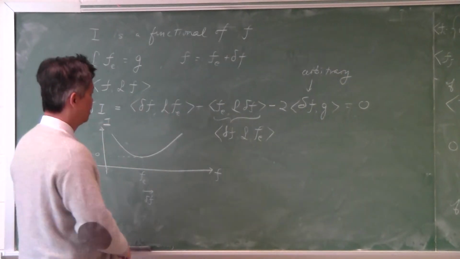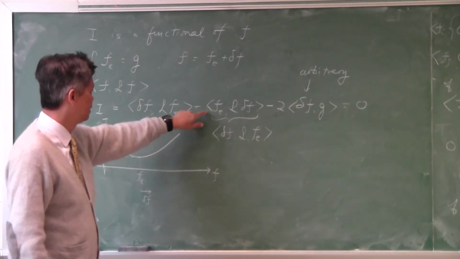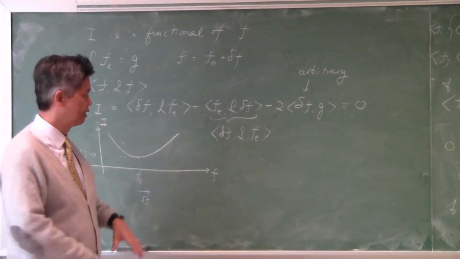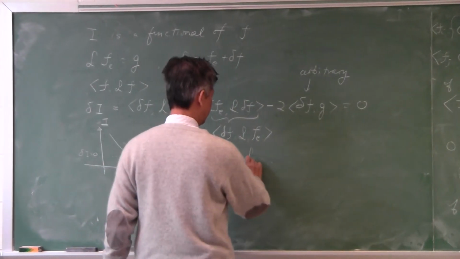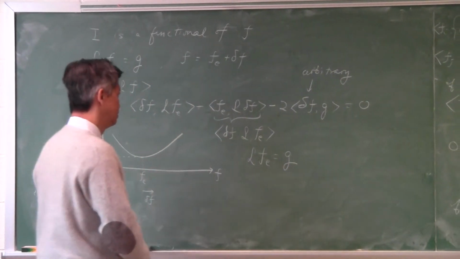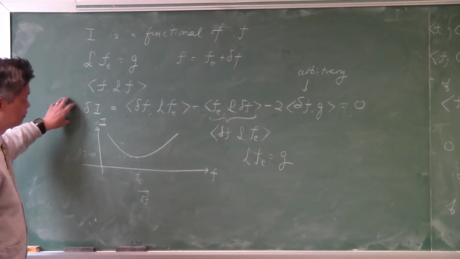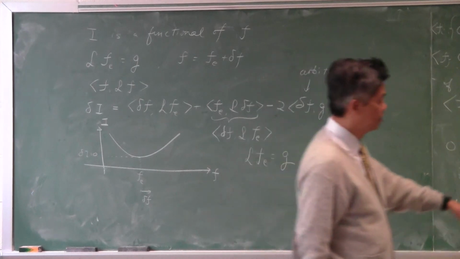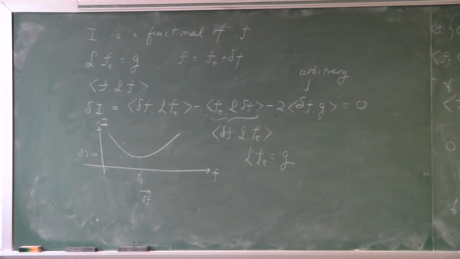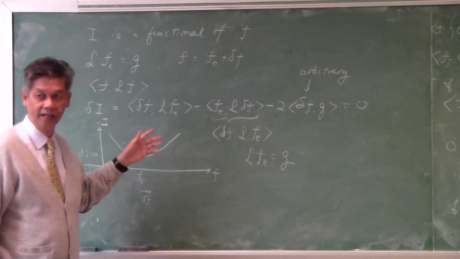Okay, so you have this term plus this term plus this term must be equal to 0. There's a factor of 2 here that cancels a factor of 2 there. And from this you conclude that L exact must be equal to G. Okay. So you easily show that the first variation of this expression about the exact answer has to be 0.